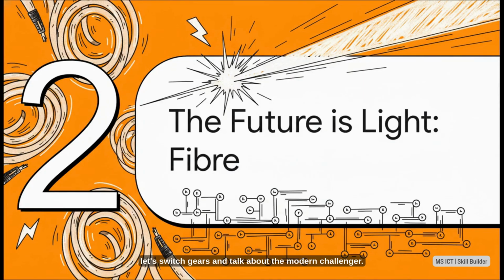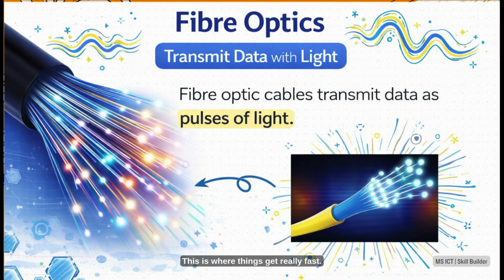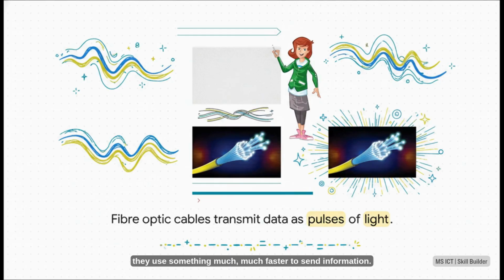Now, let's switch gears and talk about the modern challenger. If copper is the reliable classic, then fiber optics, well, that's the revolution. This is where things get really fast. This is a whole different beast, isn't it? Instead of metal wires, fiber optic cables are made of dozens of these hair-thin strands of pure glass. And instead of using electricity, they use something much, much faster to send information.